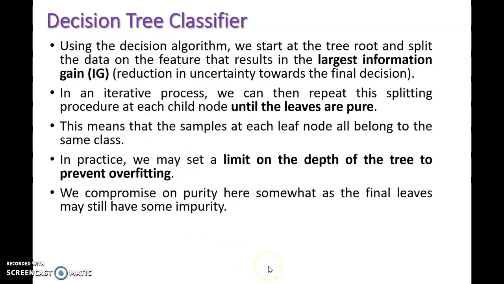Using the decision tree algorithm, we start at the tree root and split the data on the feature that results in the largest information gain. Then it is an iterative process. We can repeat this splitting process at each child node until the leaves are pure. This means that the samples at each leaf node all belong to the same class. We may set a limit on the depth of the tree to prevent the overfitting problem. And you can calculate the impurity also.